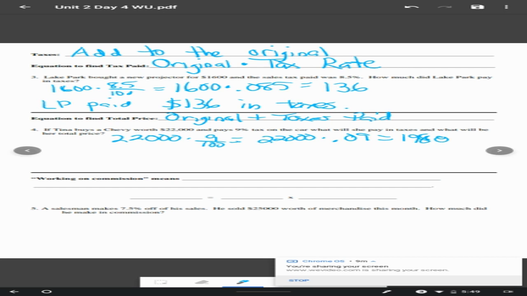So that would be my taxes, and then for her total price, we need to actually add it. So if we take the original, 22,000, we add 1980, we get 22,000 plus 1980, that'd be $23,980 total. So it asks the question, if Tina buys a Chevy worth $22,000 and pays 9% tax on the car, what will she pay in taxes and what will her total price be?